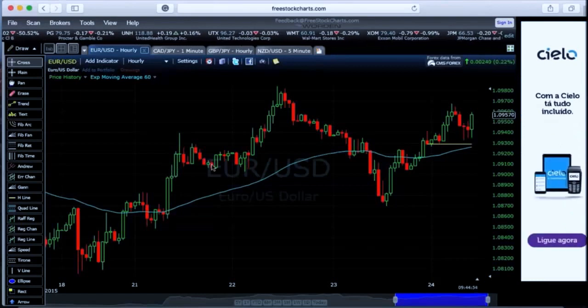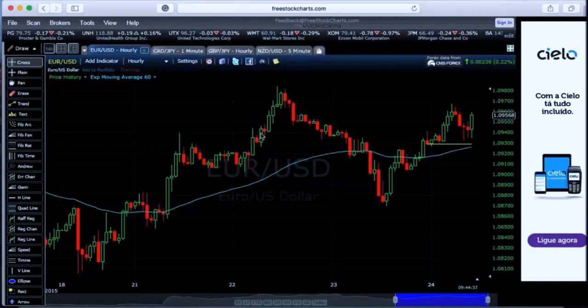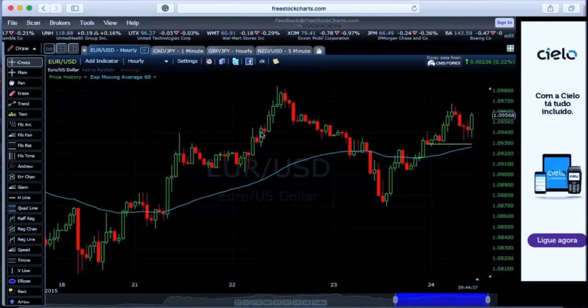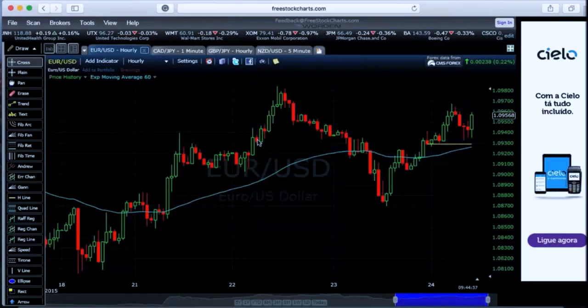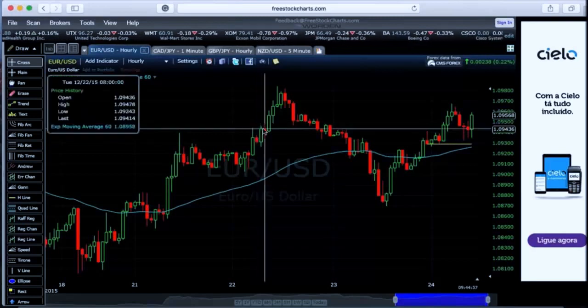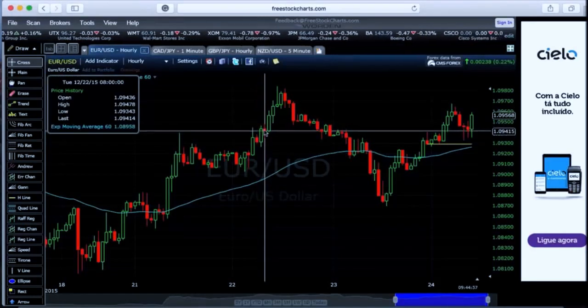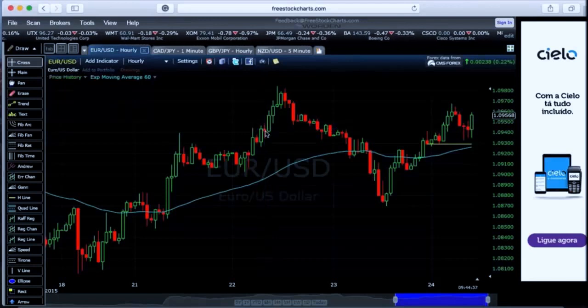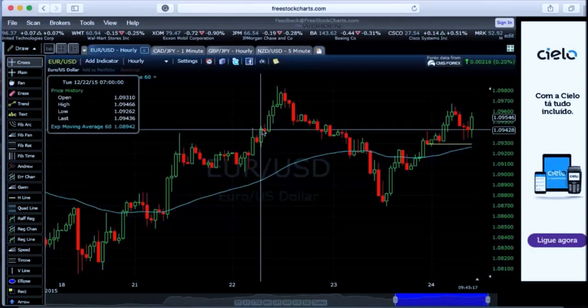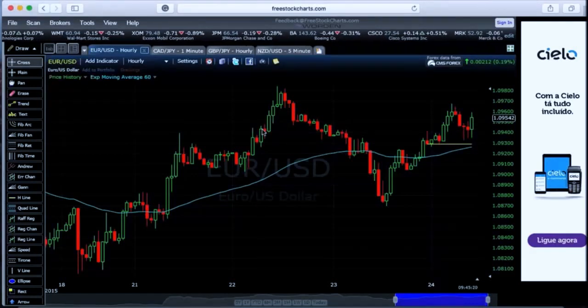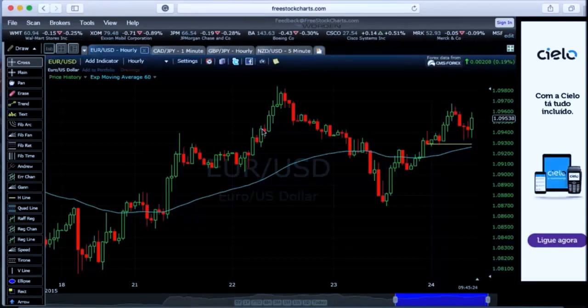So if this candle closed at 1.09436, we're aiming to enter this trade around 1.09400. So we're not entering right when we see an engulfing candle. We're waiting for a little bit of retracement. So in this case, the following candle went all the way back to 345. Our entry point would be 400.